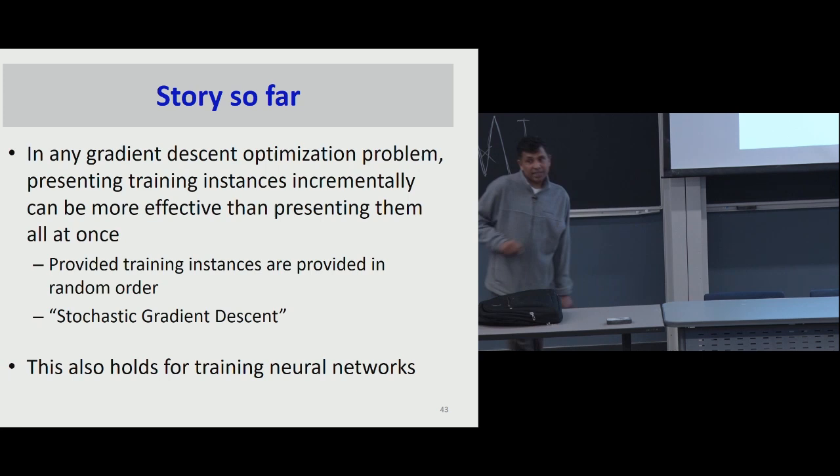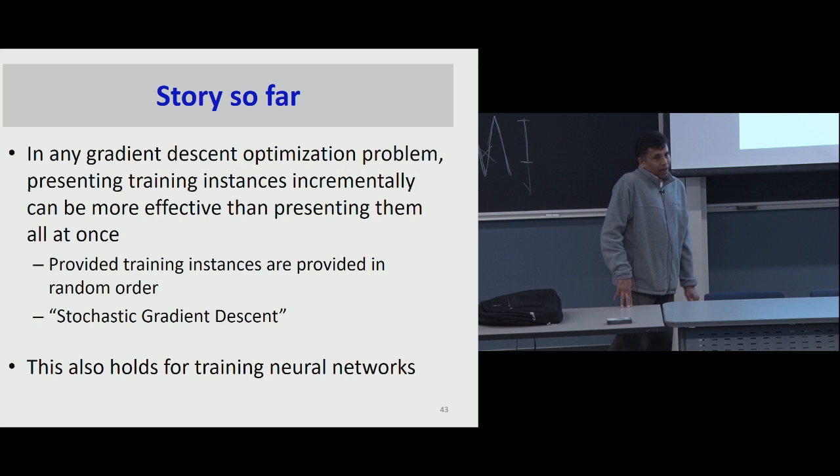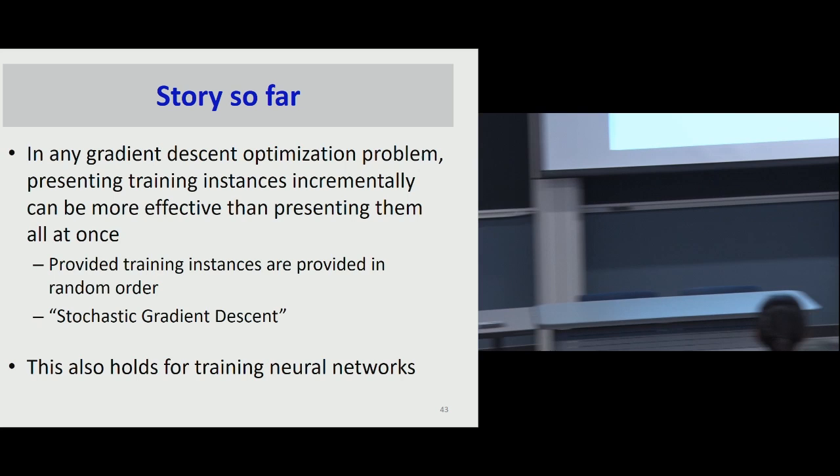This is the stochastic gradient descent. The term stochastic comes from the fact that you're actually randomly selecting your training samples. And this is nothing special to neural networks. This is for any kind of function optimization, but particularly in our context, it works really well for neural networks.